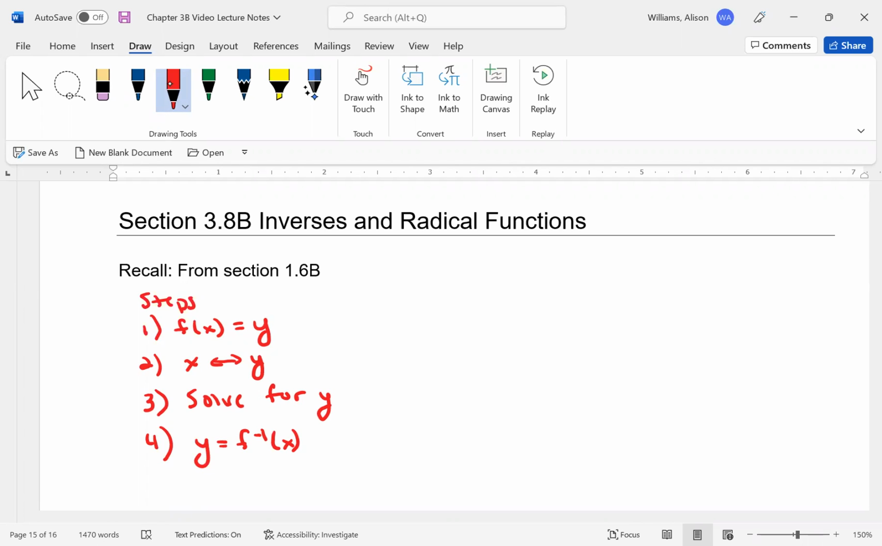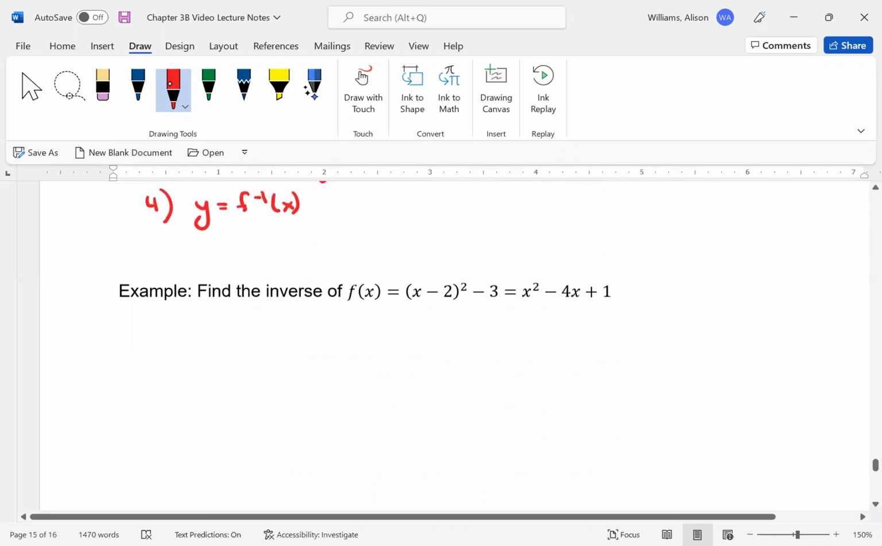Now, the other thing I wanted to recall from that section is that in order to find an inverse, the function needs to be one-to-one. And you might remember that one-to-one means it passes the horizontal line test. So we have issues with certain functions not passing the horizontal line test. In those cases, we need to make it one-to-one by restricting. We did see an example of that previously, and we'll see another one in this section. So let's look at this example.